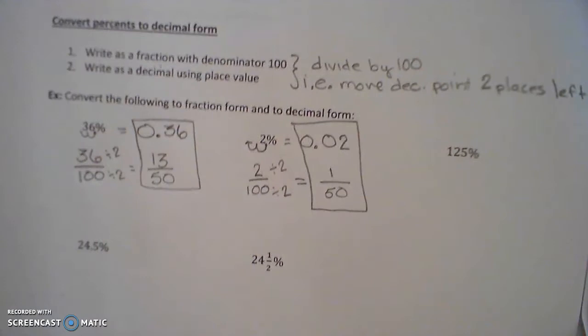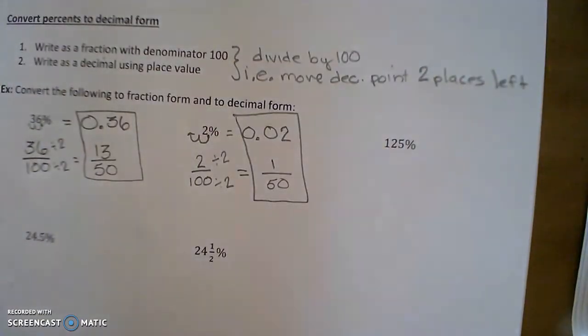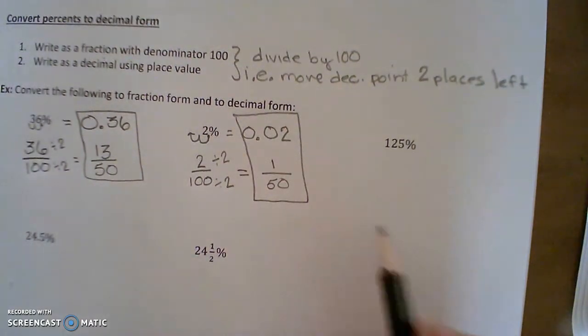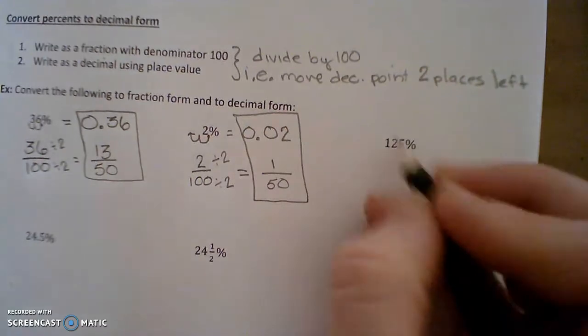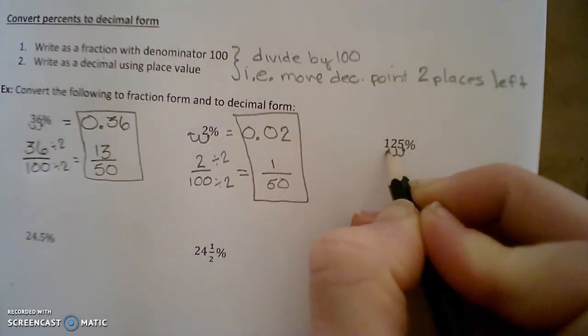Now 125%. This one looks weird because it has 3 digits, when normally we're used to percents being somewhere in between 0 and 100. This is bigger than that. So you take your decimal point, move it 2 places over.